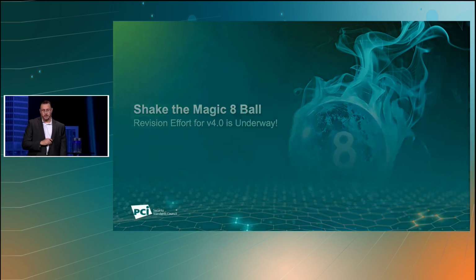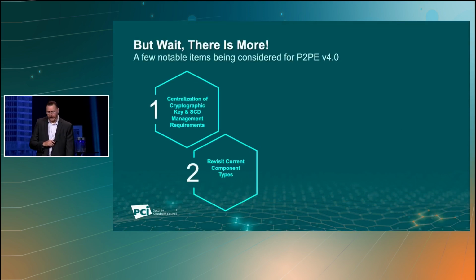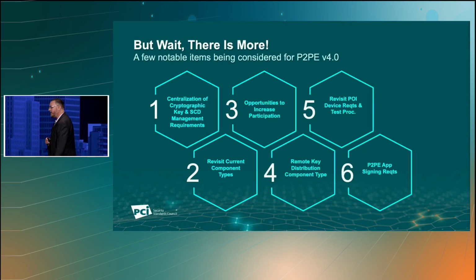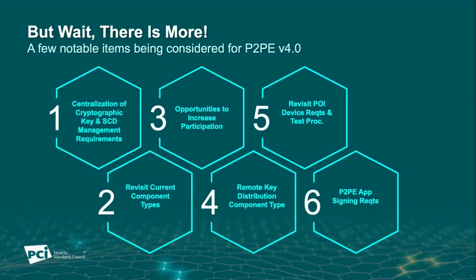So for P2P specifically, where we're going, as I mentioned, is P2PE version 4. So a major revision, and that always includes all the program collateral as well that needs to support that. What exactly that looks like, I don't know. We have some ideas.